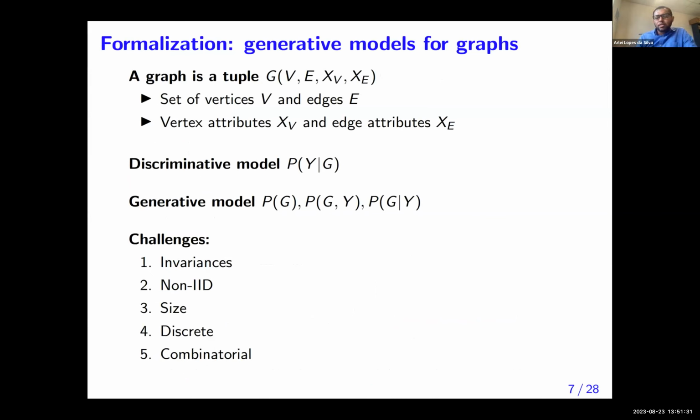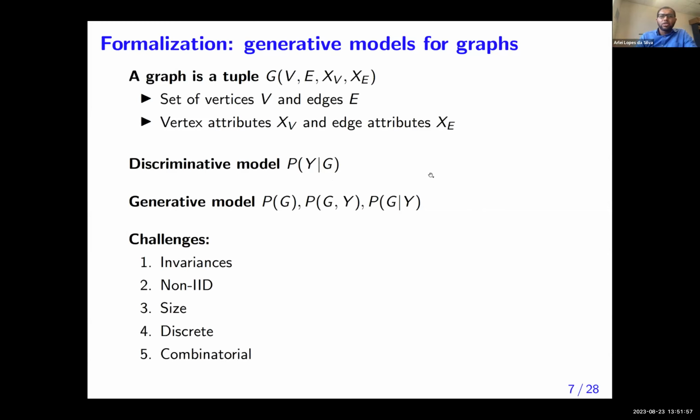So for instance, in the case of the molecular graph, maybe the node attribute can be the type of atom, and then the edge attribute can be the type of bond between the atoms. And in machine learning, we usually divide models into two groups. One is what we call discriminative models, which are models that we can use to predict something about the data. So in this case here, I'm trying to predict some property Y from the data set G.